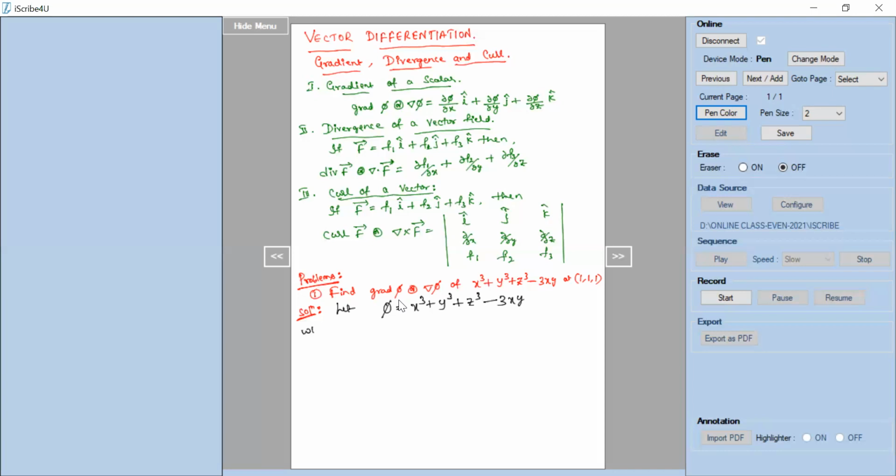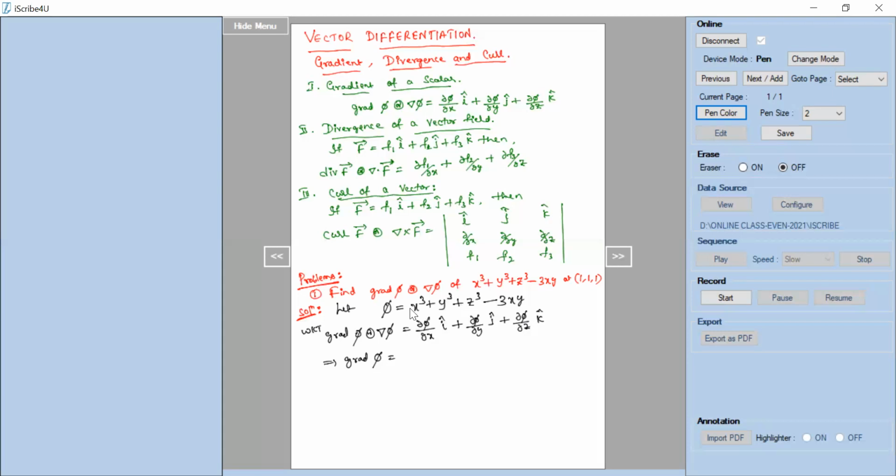So we know that grad phi, or in symbolic form del phi, has the formula dou phi by dou x i cap plus dou phi by dou y j cap plus dou phi by dou z k cap. So this implies grad phi equals, according to this formula, we have to differentiate this phi partially with respect to x first and multiply with i, then partially with respect to y and multiply with j, then partially with respect to z and multiply with k, and add it. So we're going to get the gradient. And remember, the gradient of a scalar becomes a vector.